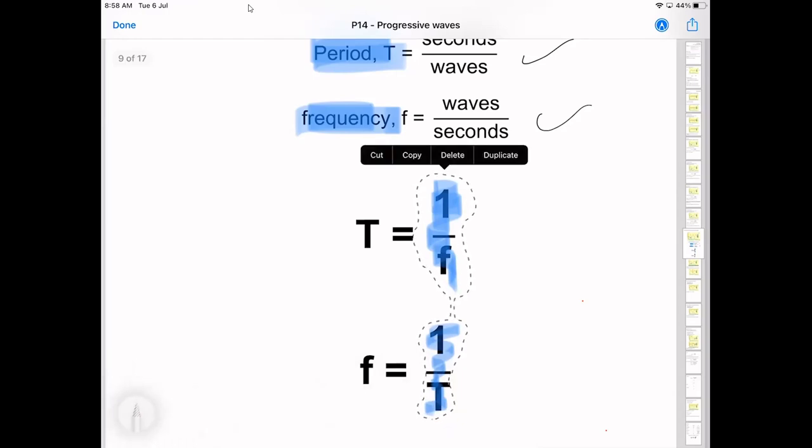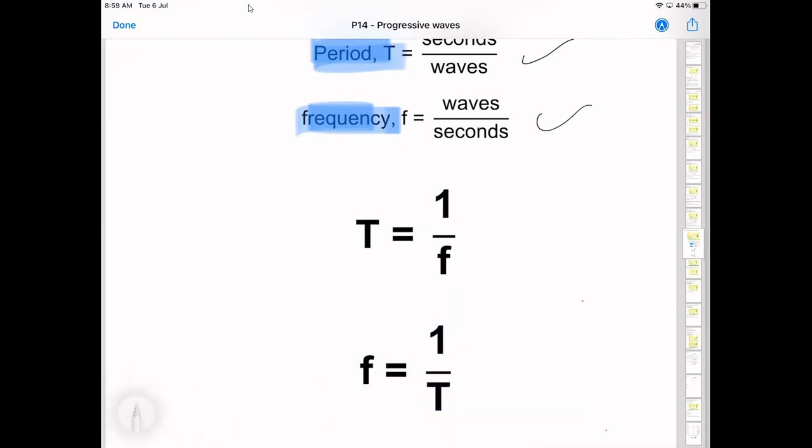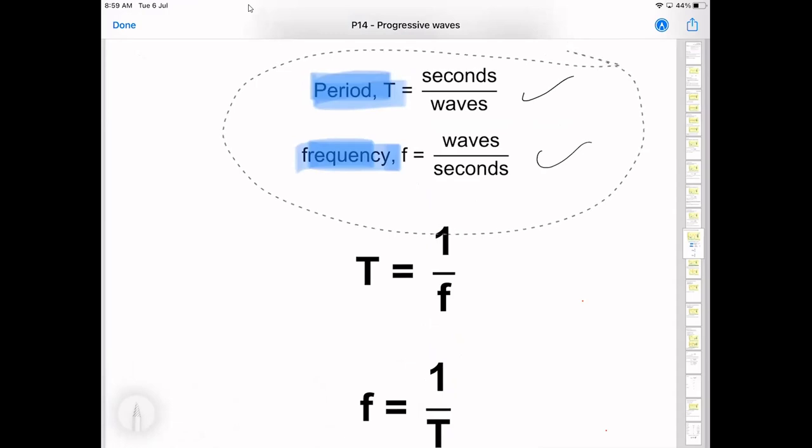How do I delete that? Delete. Go and delete that.